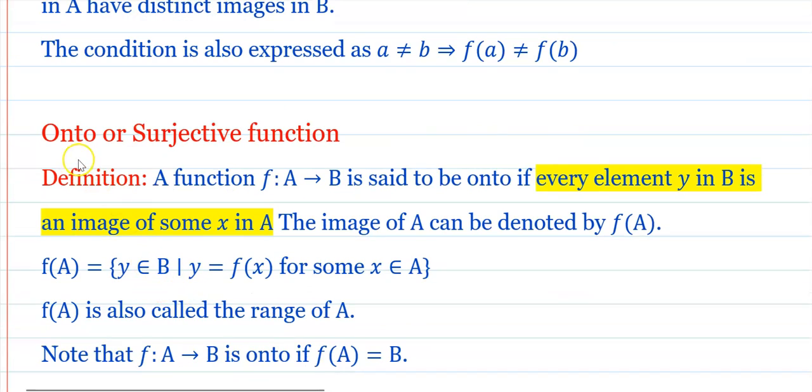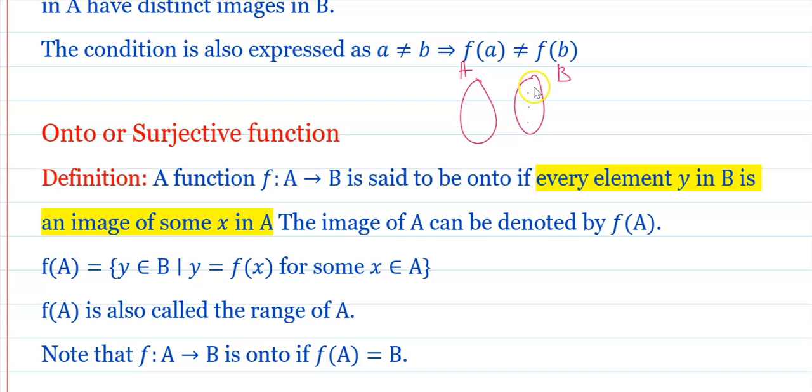Now the next: surjective, or the onto function. A function f defined from A to B is said to be onto if every element y in B is an image of some x in A. Now here we will first consider the set B.